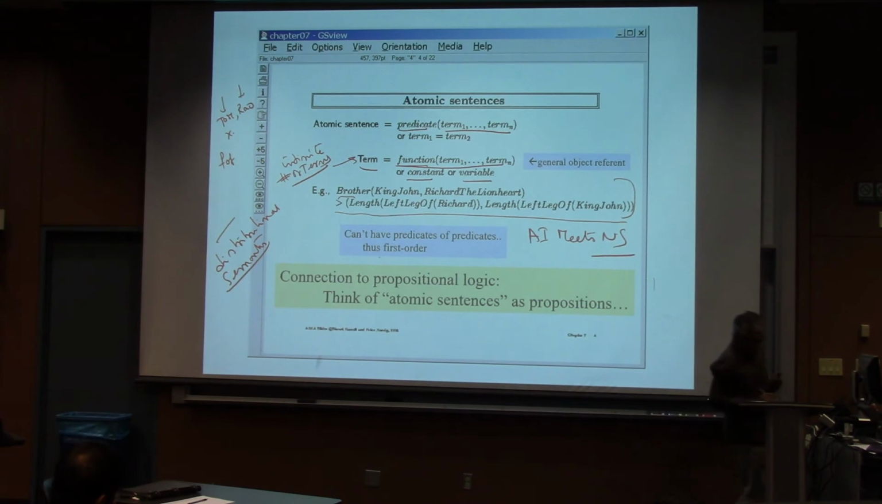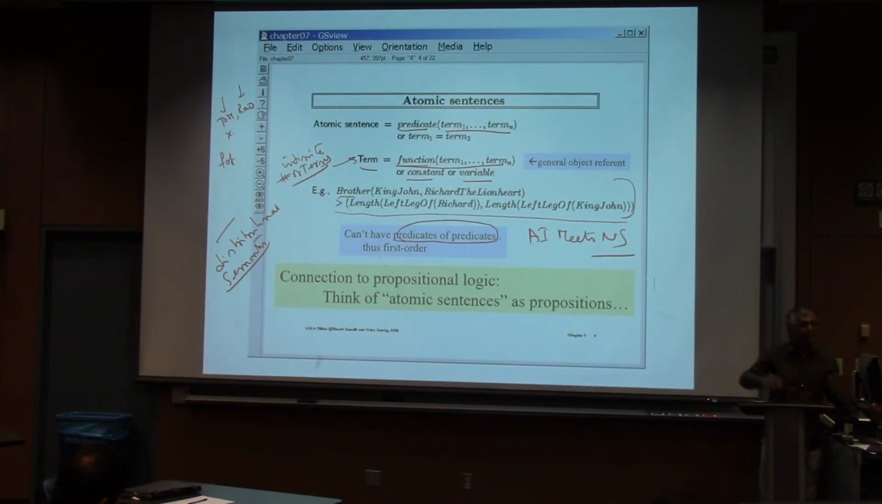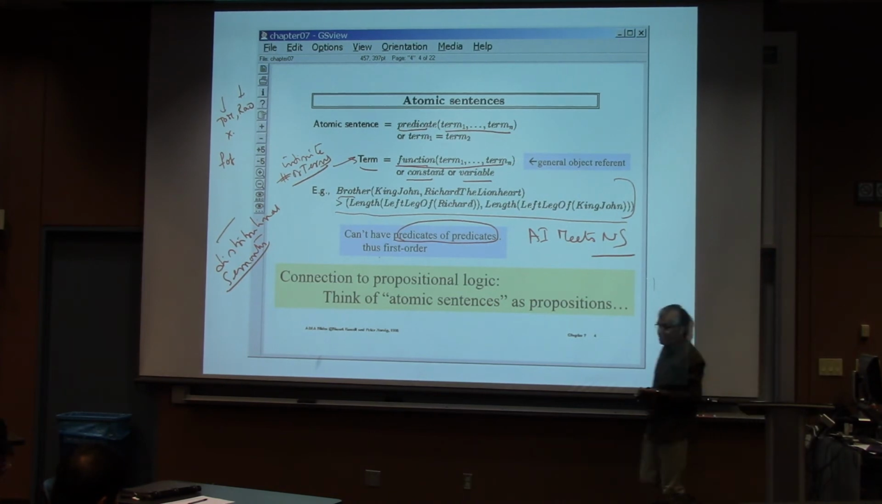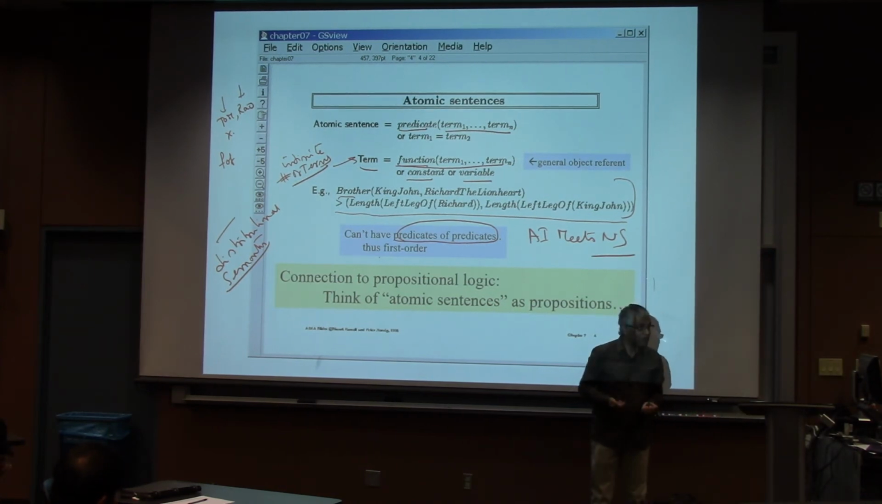So then you cannot have predicates of predicates. You can only have predicates of terms. And a term is either a constant, or a variable, or a function of terms. The fact that you can't have predicates of predicates, or quantify over predicates, is what makes this first order logic. When you say second order logic, you can also quantify over predicates. Okay?